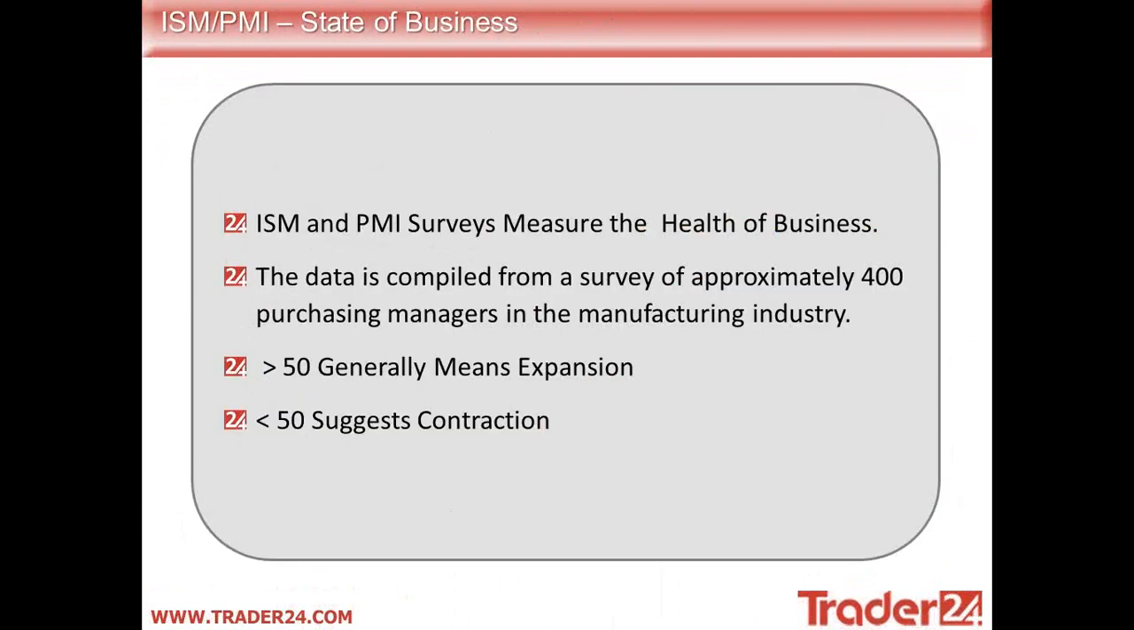Okay, so the PMI, which is basically the state of business at the moment, it basically measures the health of business. The data is compiled from a survey of around 400 purchasing managers in the manufacturing industry. And basically, if it spits out a number that's greater than 50, it means that we've got expansion. Anything less, we're looking at contraction.